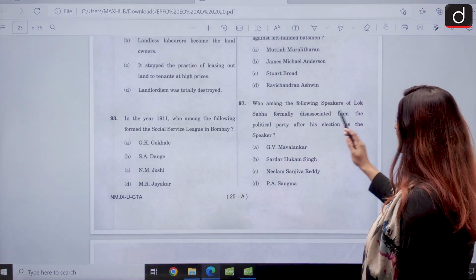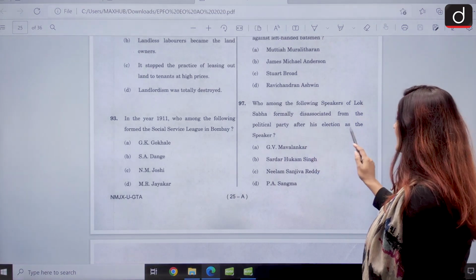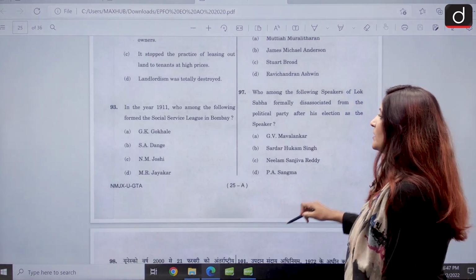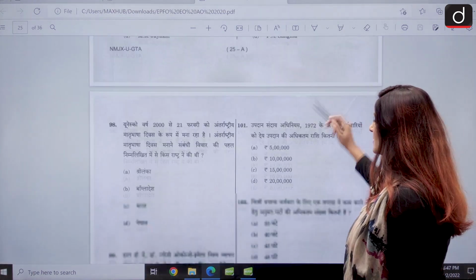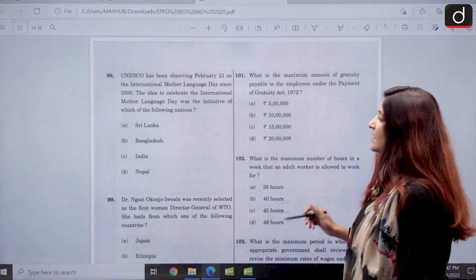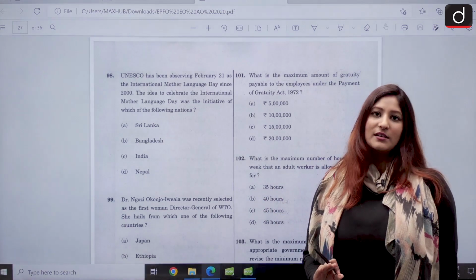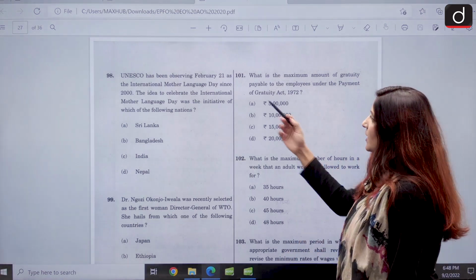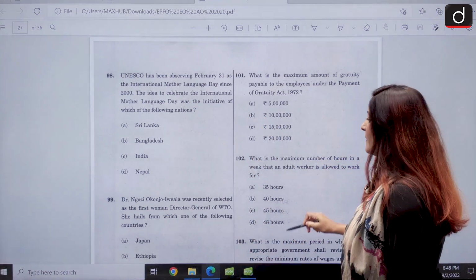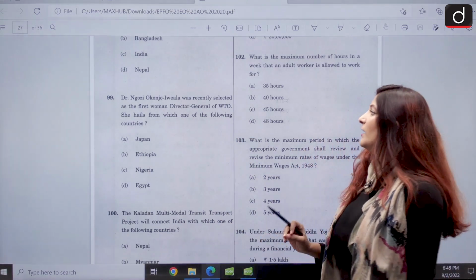Who among the following speakers of Lok Sabha formally dissociated from the political party after his election as a speaker? Very important question because generally speakers don't do that. So again, important question from the perspective of modern history as well as polity. Then important acts. If any act has been in the news, previous ones as well, please do read about the provisions of the act. Then international institutions, important days. Important days could also be asked. Okay. Then this question has been the favorite of so many examinations, I can't even count.